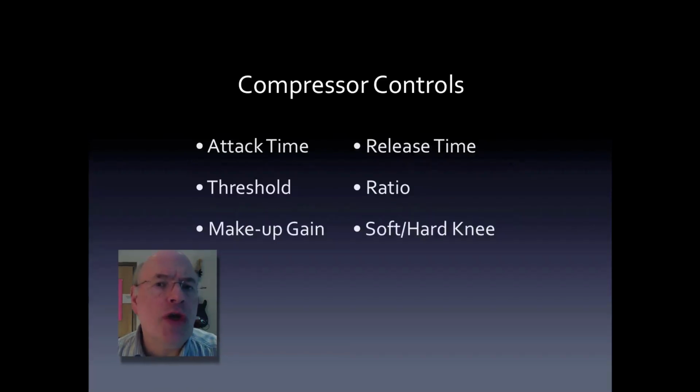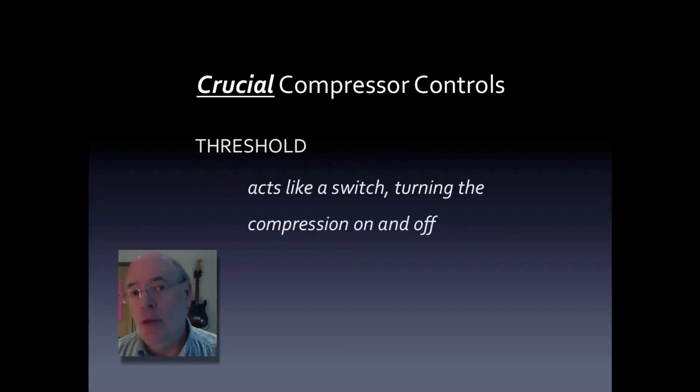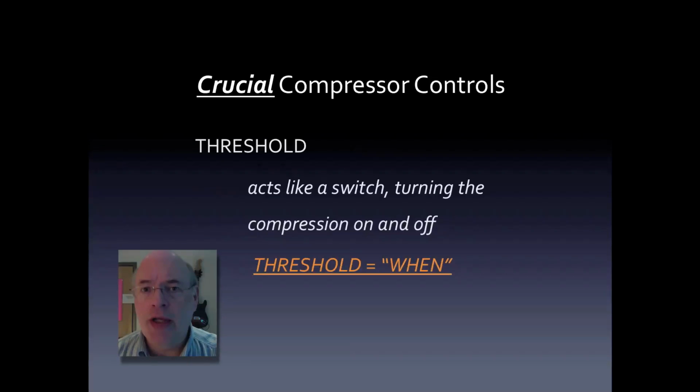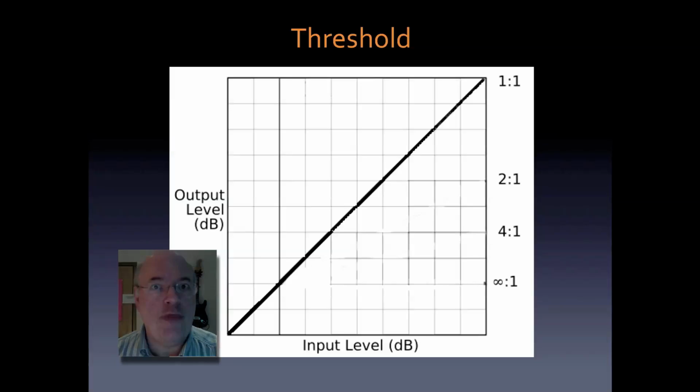There are a lot of different controls inside of a compressor that would be cool to talk about, but let's focus on the two crucial ones, threshold and ratio. The threshold control in a compressor basically acts as a switch. It determines when the processor will compress. The ratio control sets the amount of compression. It determines how much compression we're going to do when the threshold is crossed.